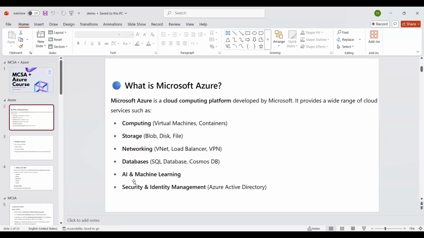And it has security features, like for managing identity, it has Azure Active Directory. Nowadays, the name is changed. So nowadays, it is called Microsoft Entra ID. The name of the service is changed. Okay.